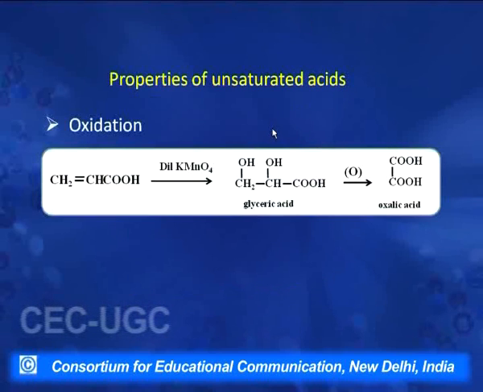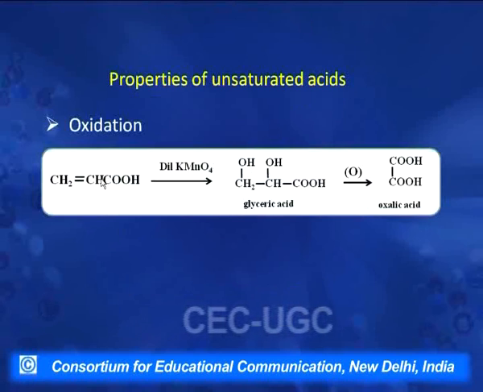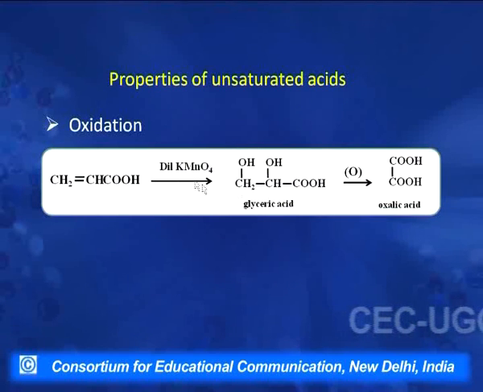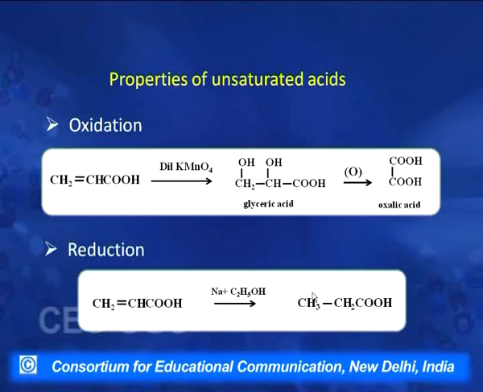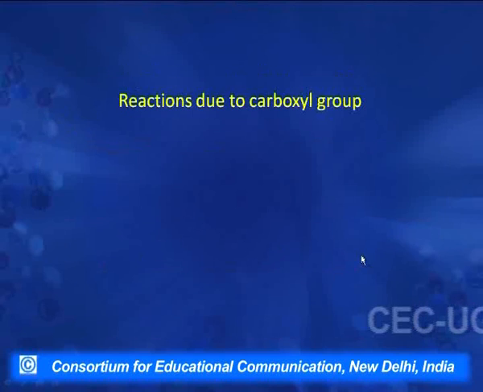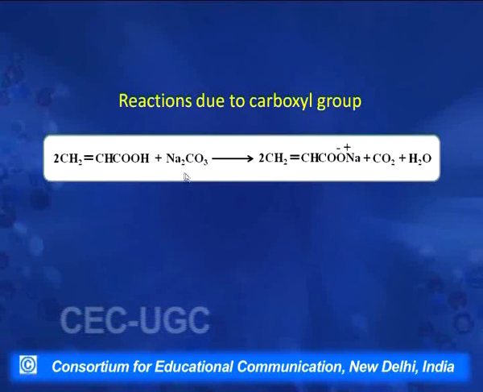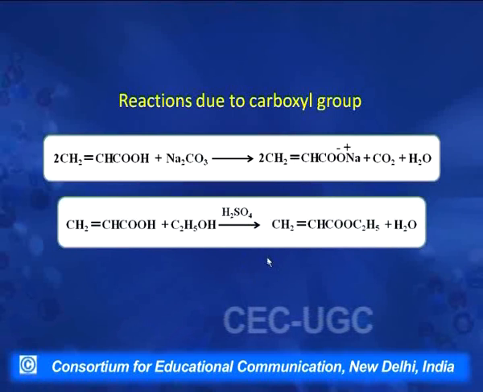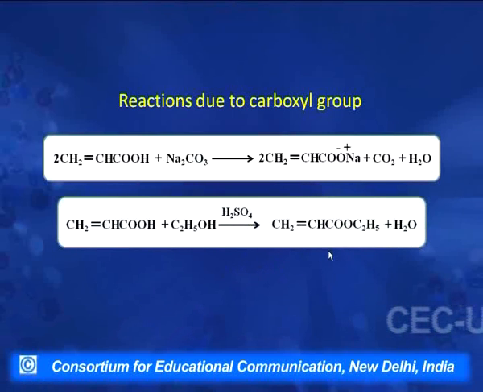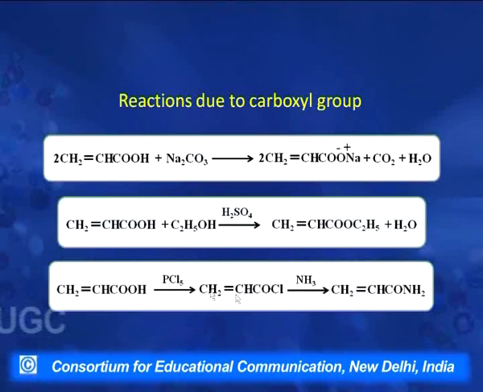Then quickly let us take up some other oxidation reactions. The double bond may be oxidized by dilute KMnO4, we get the corresponding dihydroxy derivative which may be further oxidized. Then this double bond may be reduced and we can get saturated carboxylic acids. Then reactions due to the carboxylic group, they show all the reactions, they react with sodium bicarbonate to form sodium salts, or alcohol to give esters, or they may react with phosphorus trichloride, pentachloride to give the corresponding acid chloride, which on reaction with ammonia will give the corresponding amides.